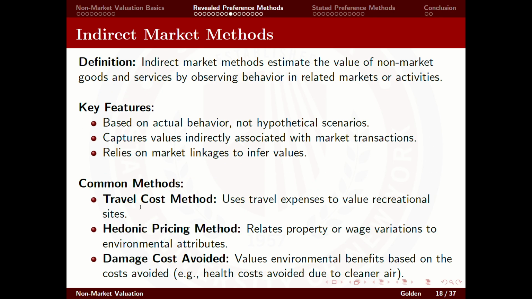Then you have indirect market methods, which estimate the value of non-market goods and services by observing behavior in related markets and activities. You're not looking at someone who's valuing this object directly, but you're looking at similar values. So we are talking about the travel cost method and hedonic pricing method, which are the most important revealed preference methods. We're going to talk also about the damage cost avoided, which values environmental benefits based on the costs avoided.